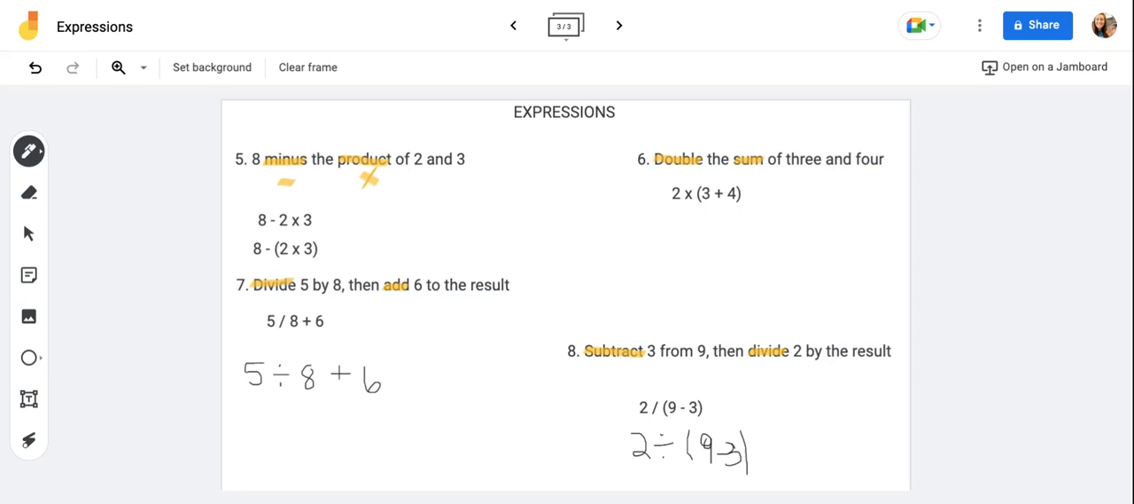Okay, so we're going to continue to talk about expressions for the next week or so. Please make sure that you're asking questions to your teacher if you have any questions or if you need any help on these.